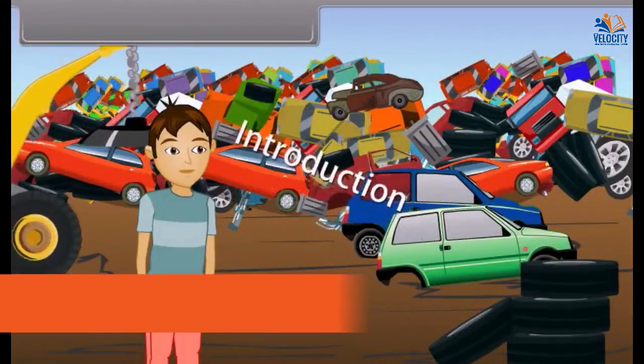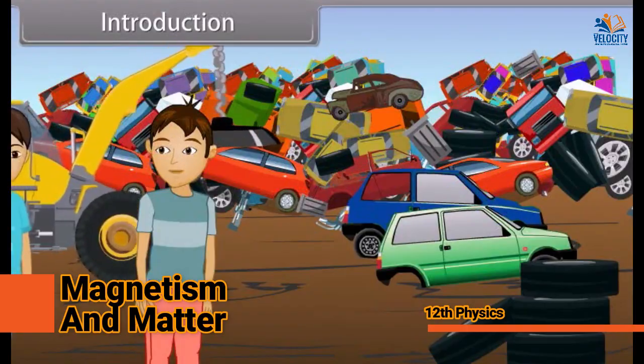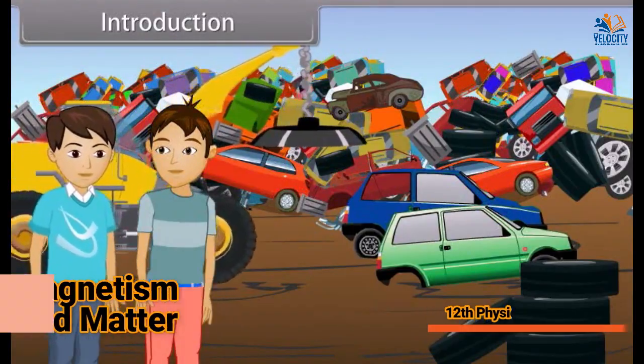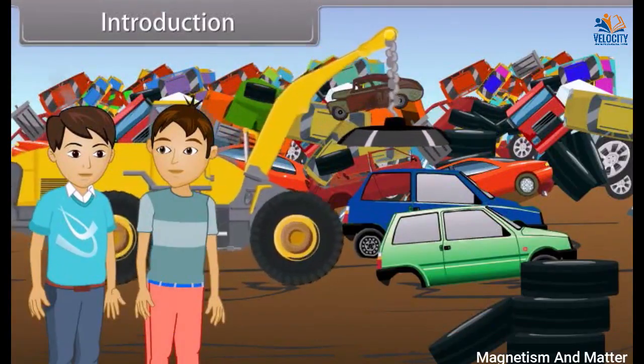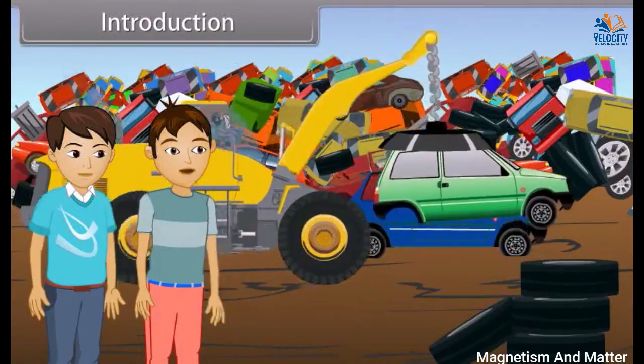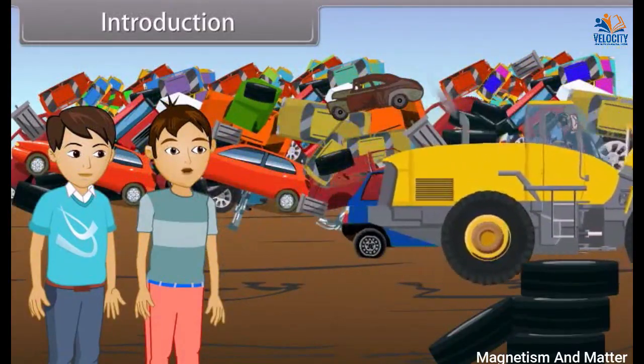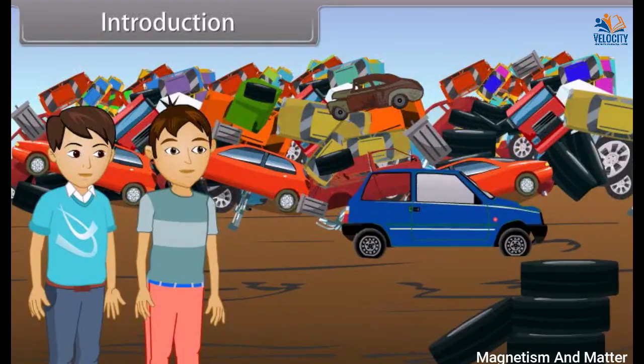Introduction. Aman, can you please come here? I want to ask you something. What happened today? See there. A machine is moving the scrap of iron and steel from the waste material. Yes, I can see that. But how is it possible to extract the desired material from the wastage?